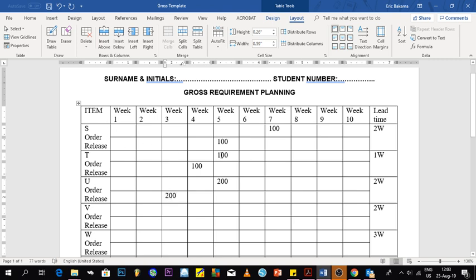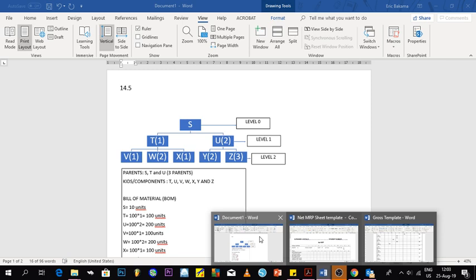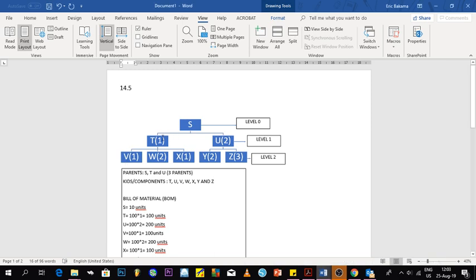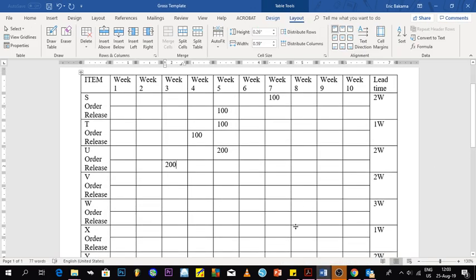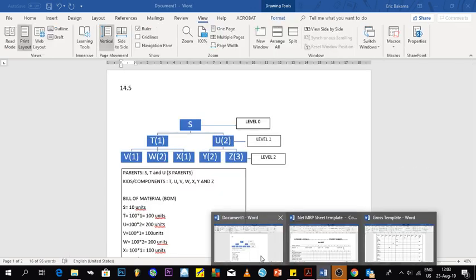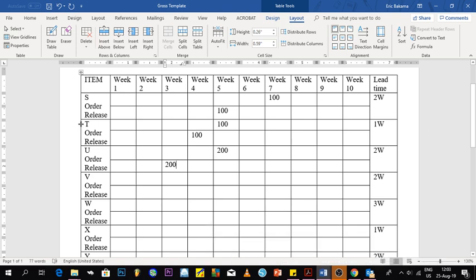So we have U here, and U is coming also straight from S, which is here on week 5. So it is 100 times 2, which is going to give us 200, and the lead time is 2 weeks. We count backward 1 week, 2 weeks, we have 200. So that means that we have to release the production from week 3 so that 2 weeks later it is ready. Then next we go to component V. Component V is coming straight from T, and for us to produce 1 T, we will need 1 V only.